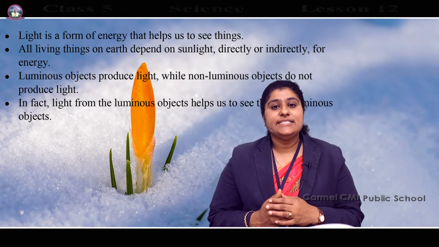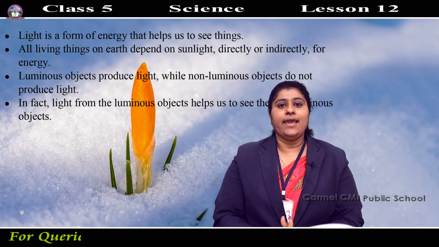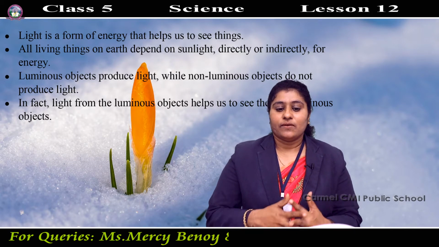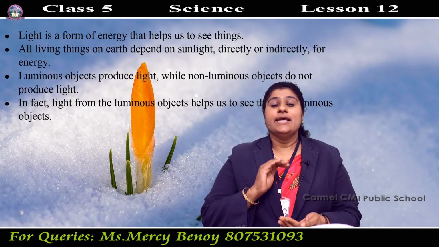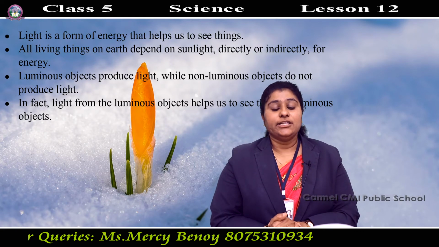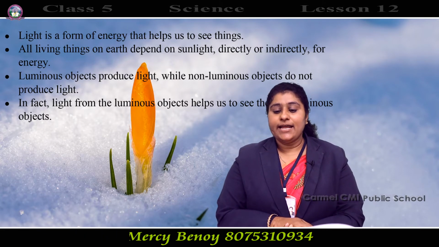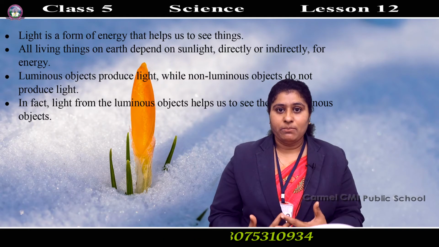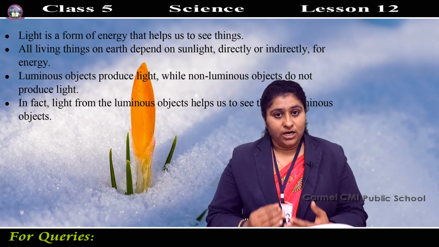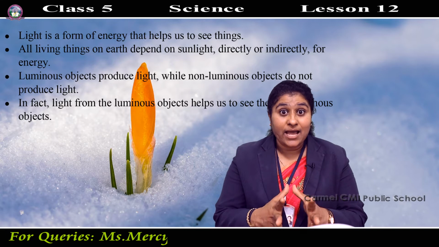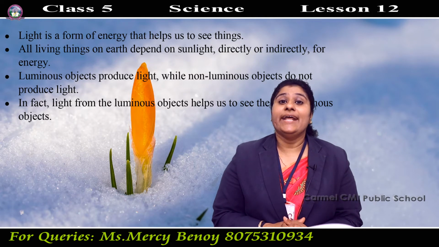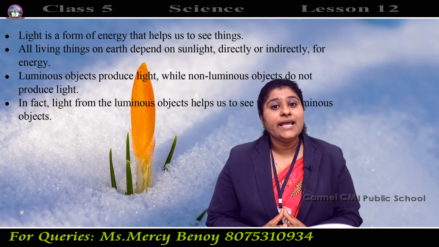Light is a form of energy that helps us to see things. All living things on earth depend on sunlight directly or indirectly for energy. Okay, all living things, human beings, all animals, all plants, all living things on our earth, they depend on which one? Sunlight. Okay, they depend on sunlight directly or indirectly for energy.